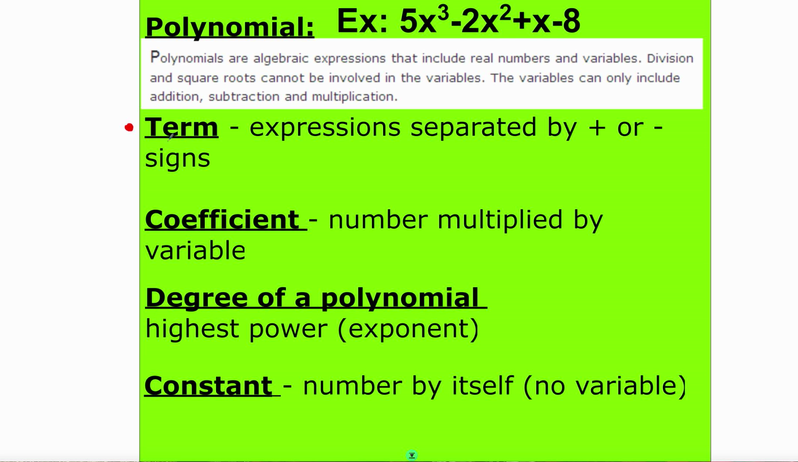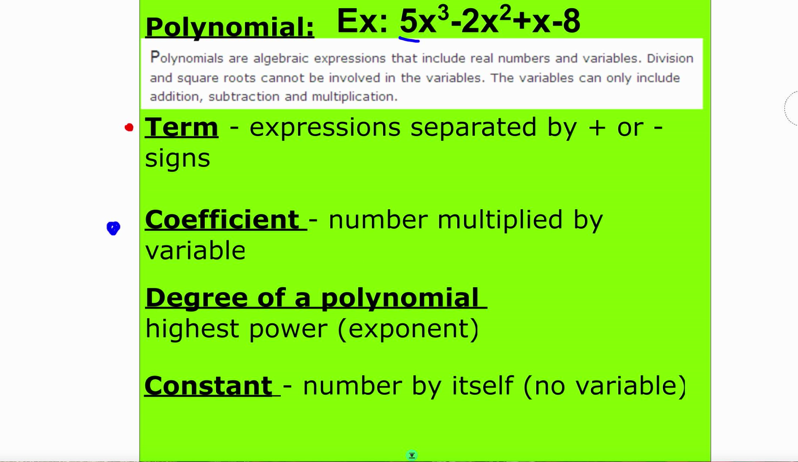A next vocab word here, coefficient, a really important one. Coefficient is a number multiplied by a variable. So for example, if I asked you the coefficient of x cubed, the coefficient would be 5. If I asked you the coefficient of x squared, the coefficient is negative 2. And another one that's easily missed: if I asked you the coefficient of x, the coefficient of x is 1. It's that understood positive 1.